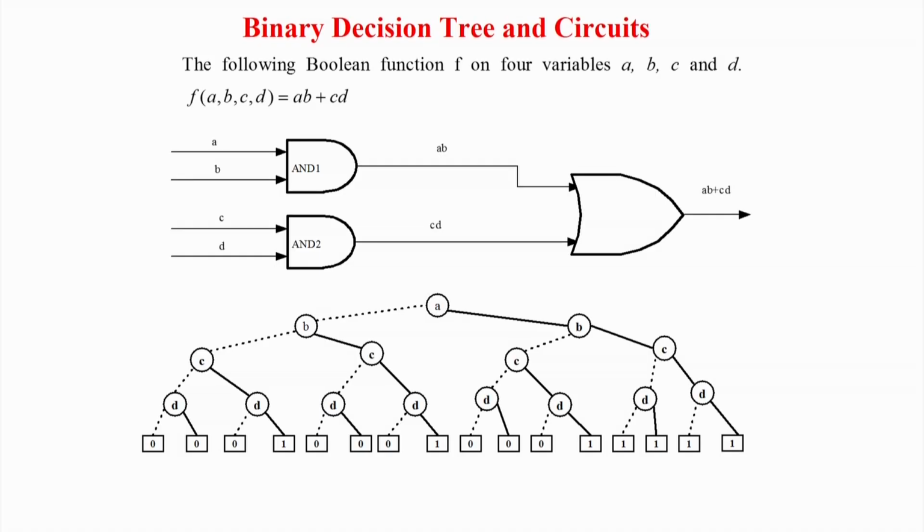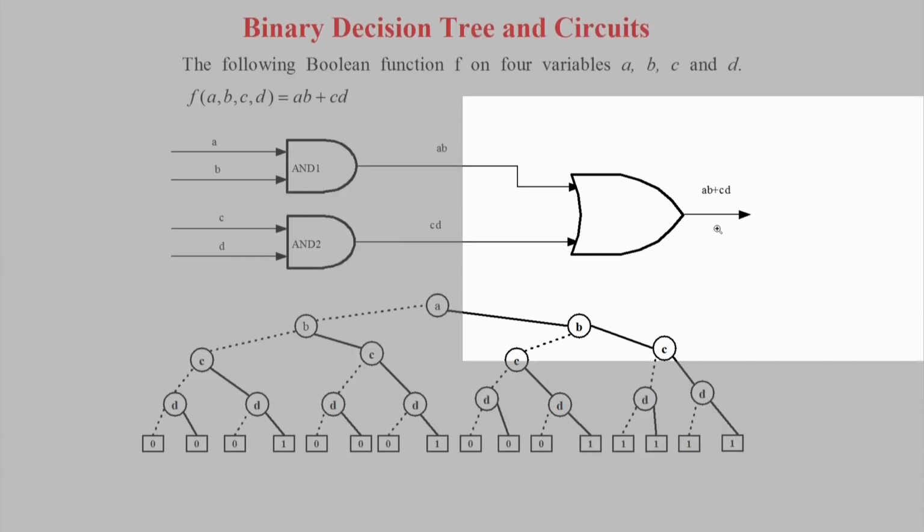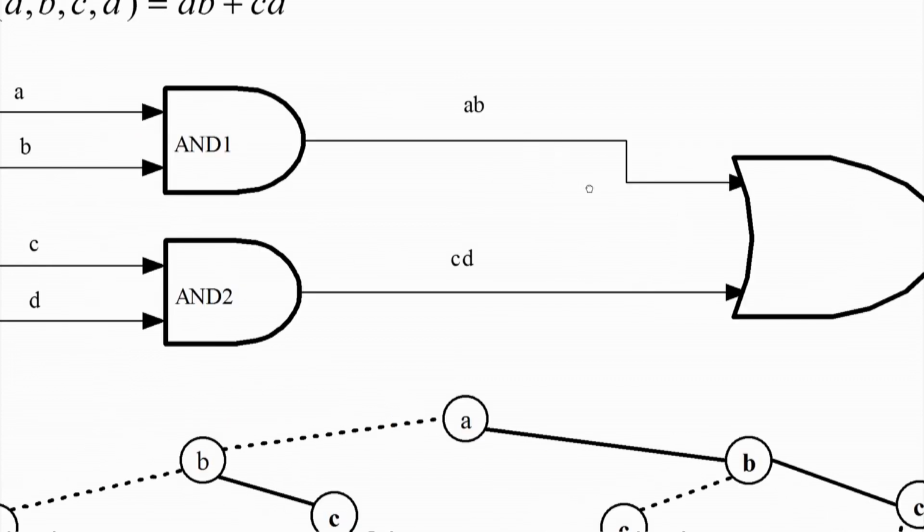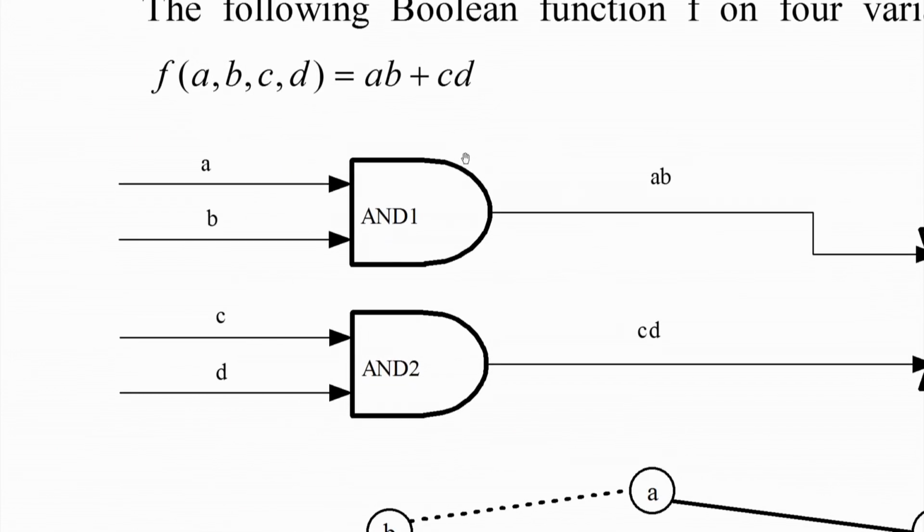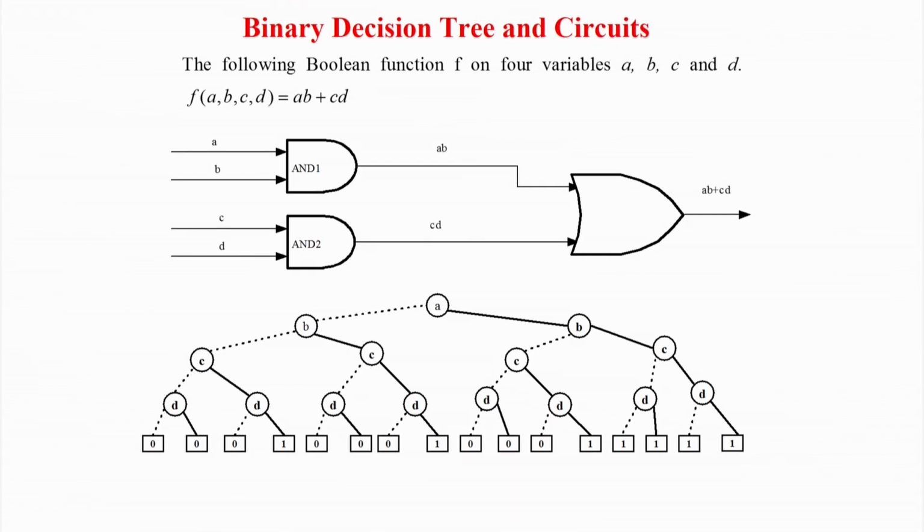Then the truth table can be easily converted into a binary decision tree. For example, this is a simple circuit, where the output function is AB plus CD. Let me zoom it for you. If I want to represent it as a truth table, you will have A, B, C, D, starting from all zeros to all ones, and there is only one output, O1, and you can write out the values for all the rows explicitly. This is the truth table representation.